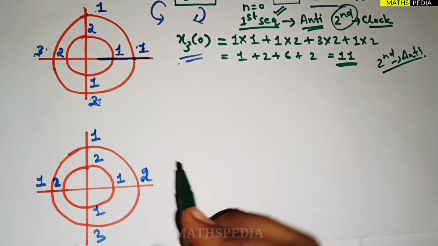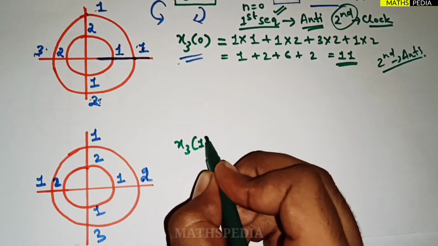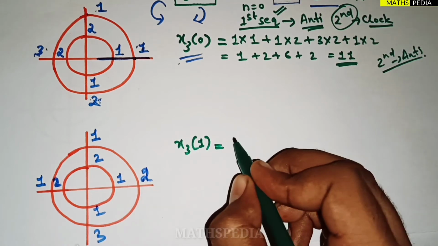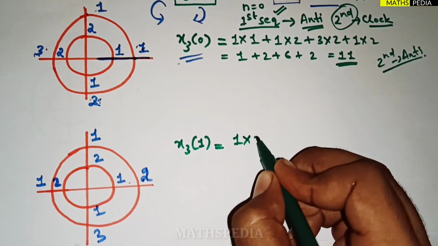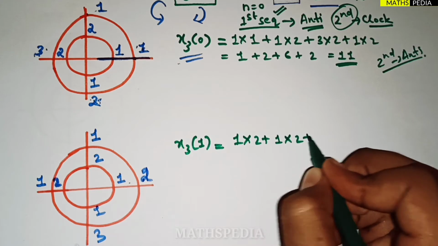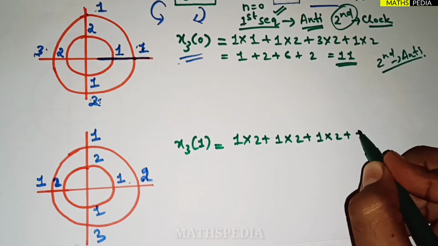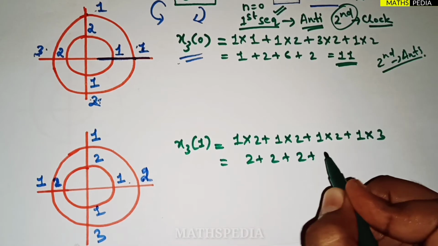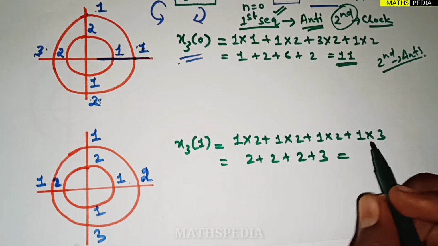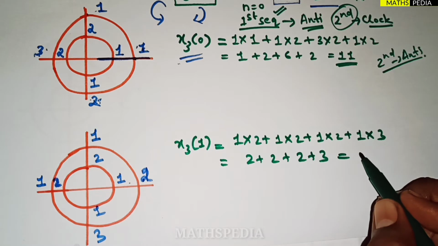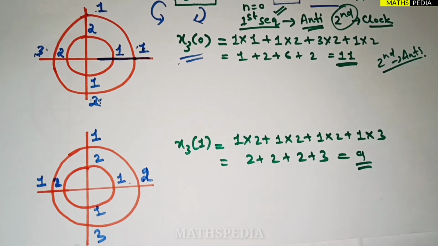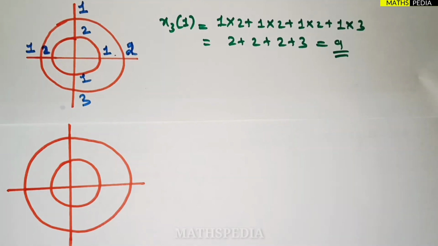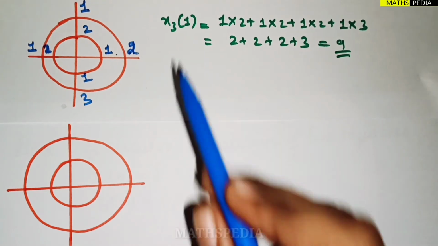Okay. So this is nothing but x3 of 1. It should be equal to, just multiply 1 into 2 plus 1 into 2 plus 1 into 2 plus 1 into 3. Okay. 2 plus 2 plus 2 plus 3. How much am I getting? 6 plus 3. It is equal to 9. Okay. I got it.